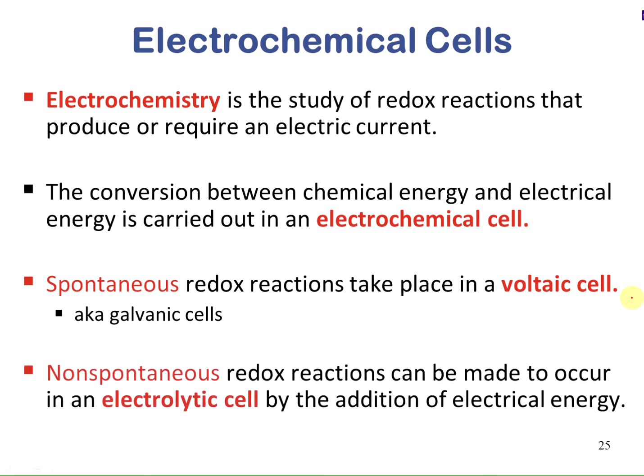So galvanic cells and voltaic cells are synonymous terms. Now, if you have a non-spontaneous redox reaction, you can get it to occur by adding electrical energy. So plugging something up to an electrical source or a battery to provide enough energy to force the reaction to go in the reverse direction. So to make that non-spontaneous reaction spontaneous by adding electrical energy.